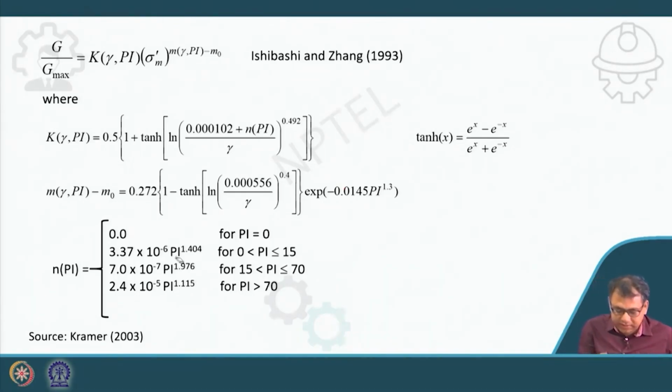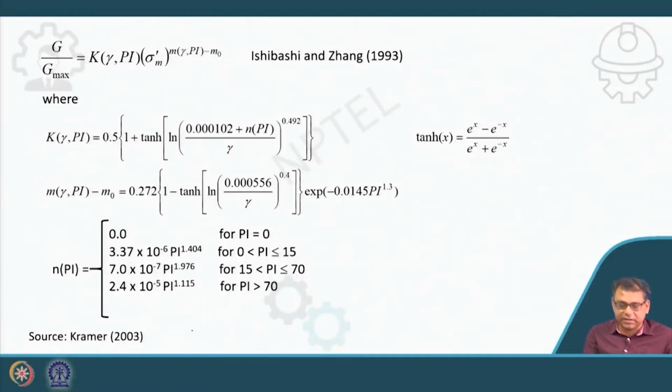Okay, so N is a function of PI, and M is a function of PI and strain level, and M minus M0 you will get by using these expressions. And what is tan H, that is given here. Similarly, the K value is also a function of strain and PI, which you will get using these expressions. And N is a function of PI, so that also you will get from this expression. For different PI you will get different N values.